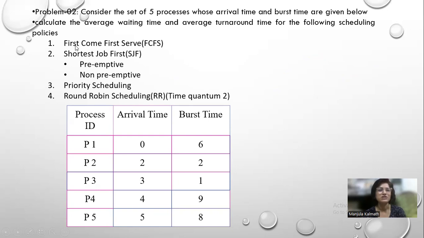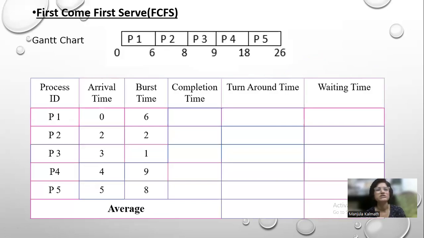First, we can start with first come, first serve, FCFS here. In the FCFS algorithm, the first thing we have to do, given the process ID, arrival time, and burst time, is use them to find the completion time. Here we are supposed to calculate the completion time.